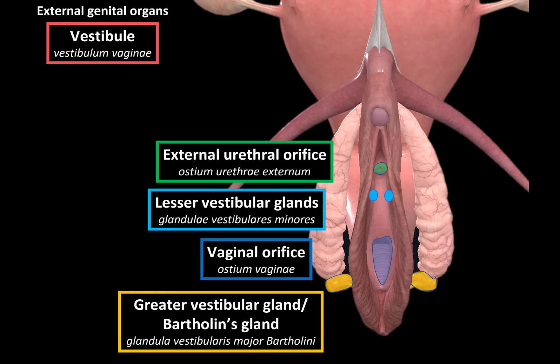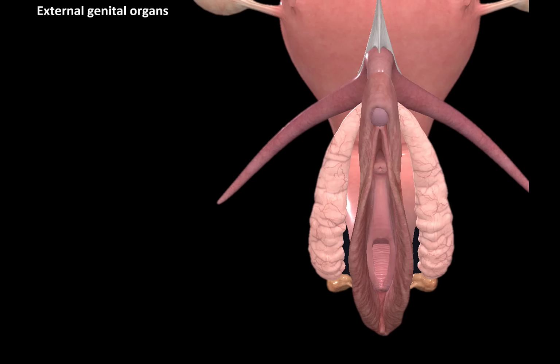Now, there are paired mucous glands embedded in the perineal membrane called the greater vestibular glands or Bartholin's glands. These glands are going to open into the posterior part of the vestibule. They secrete fluid that helps lubricate the vagina, and sometimes the ducts of these glands can become obstructed and fluid backs up, forming a cyst called the Bartholin cyst. So that was the vestibule.